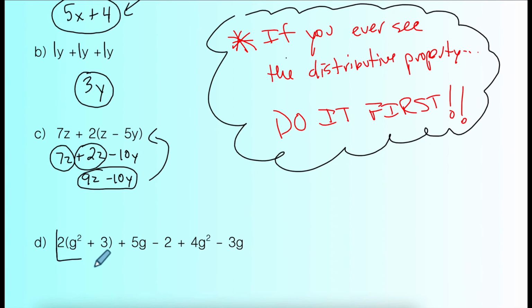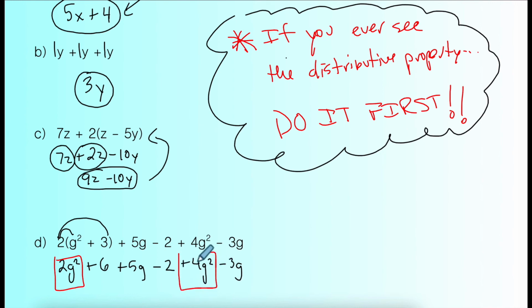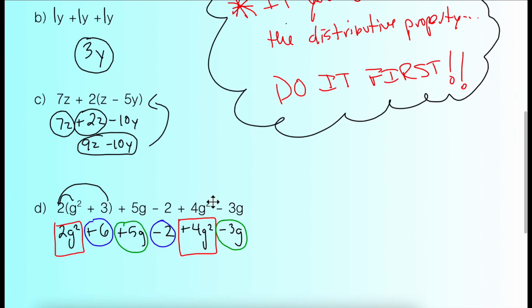So I'm noticing the very first part of this expression actually has some distributive property. So let's do that first. 2 times g squared is 2g squared. 2 times 3 is 6. And then we can rewrite the rest of the expression, and then we can go hunting for some like terms. I am going to color code this so it's easier to see. 2g squared plus 4g squared, those guys go together. 6 minus 2, those things go together. And then lastly, 5g minus 3g, those go together.